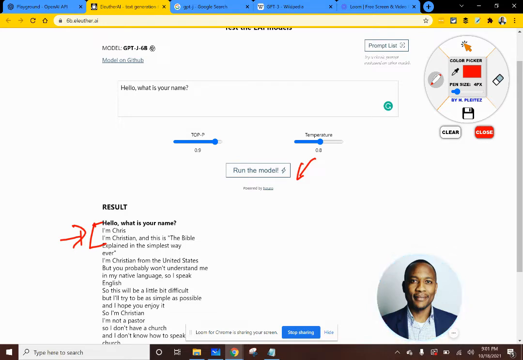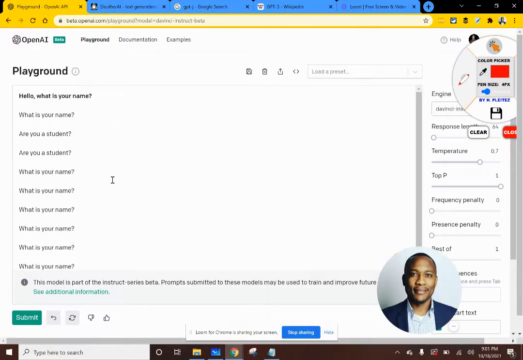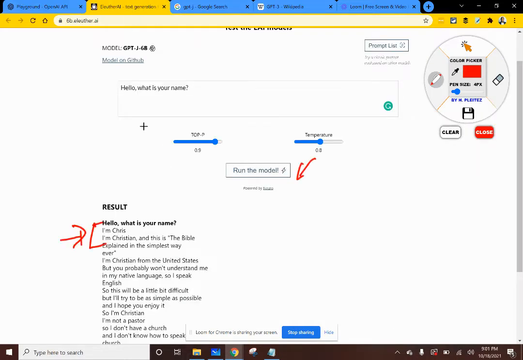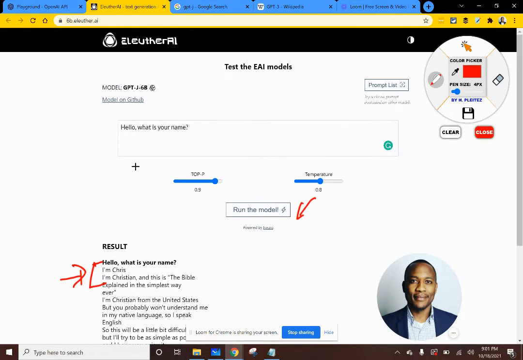So there is a Chris behind the scenes. On the GPT-3 side, you can see that the result wasn't what we expected. Maybe I need to change the engine, but I was using the biggest engine. I would expect it to at least understand what was going on. But on the GPT-J side, we at least got an answer that is reasonable, right?